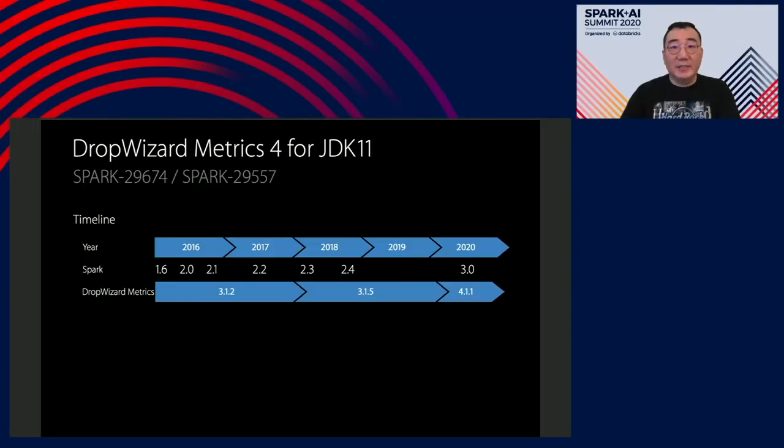As you see in this timeline, Apache Spark has been using Dropwizard Metrics version 3 for a long time. Although it has been stable, Apache Spark 3 upgraded it to version 4 in order to support Java 11. In general, we expect that users will see a more stable and comparable output.